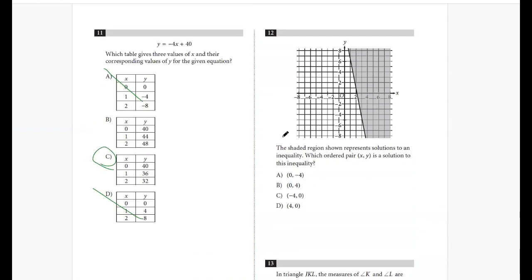The shaded region shown represents the solution to an inequality. Which ordered pair X, Y is a solution to the inequality? So we're looking for somewhere in the shaded region, right? 0, comma, minus 4 is not inside the shaded region. 0, comma 4, obviously not. No way. So 4, comma 0, which is over here. Yes, this is in the shaded region, so D is the correct answer.